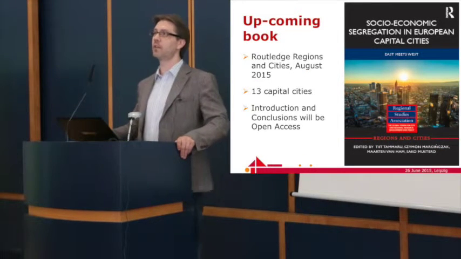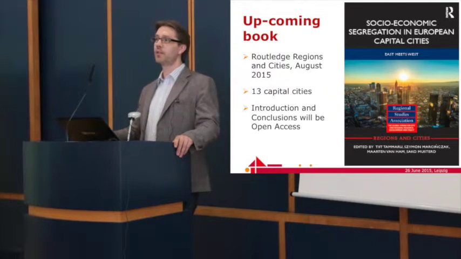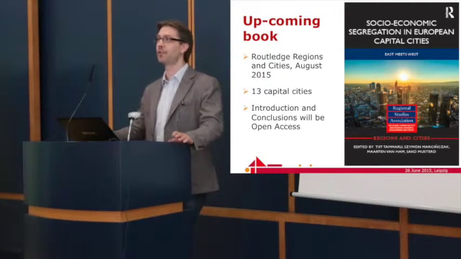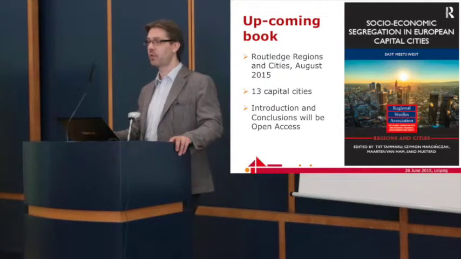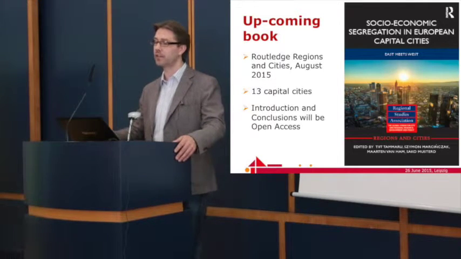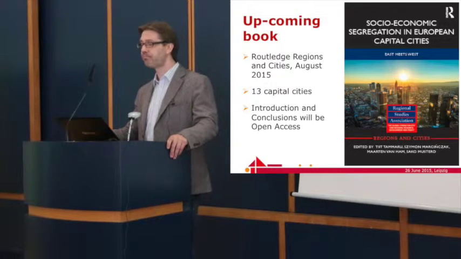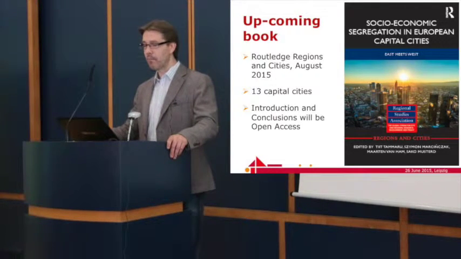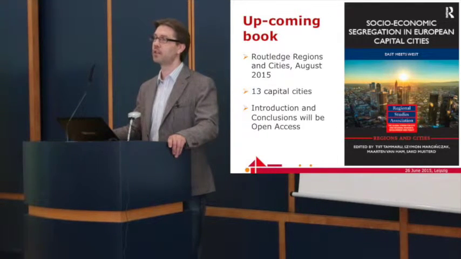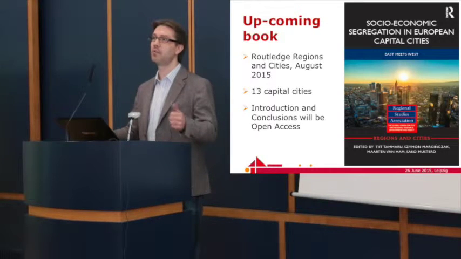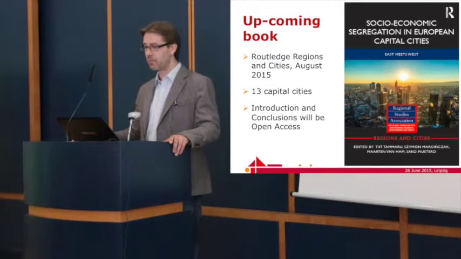My talk is based on a book project that has been run in parallel to the DIVERCITIES project, and that is also approaching an end right now. In August this year, a book will be out on comparative research on socio-economic segregation in 13 European capital cities. So the book takes up the topic of the spatial dimension, and we measure socio-economic segregation based on income or based on occupation, given the country and the data availability.